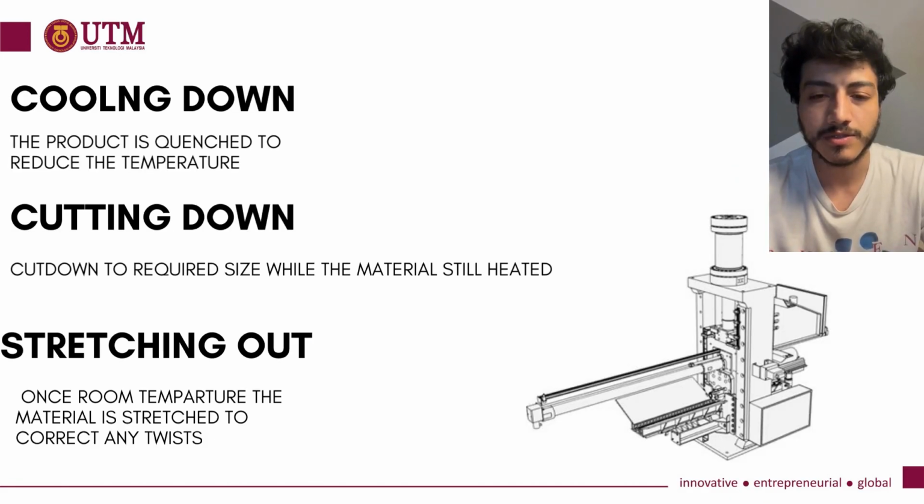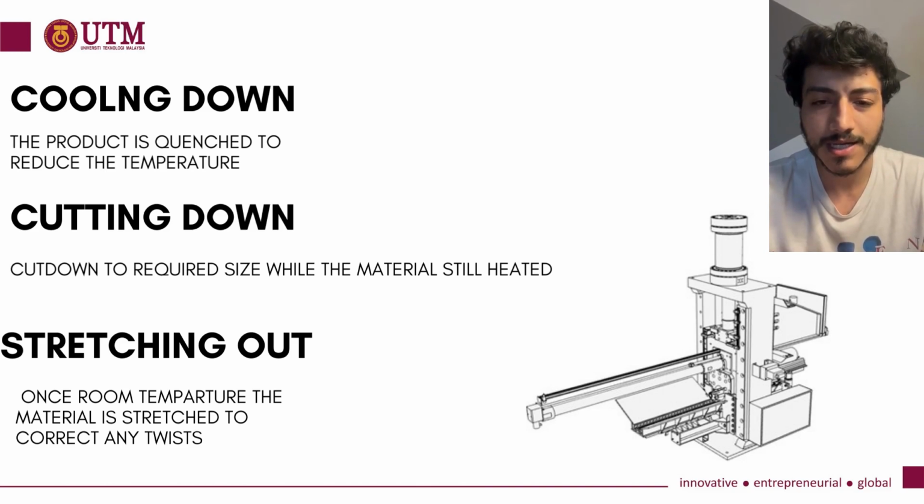After being extruded, the material is pulled out of the machine and then quenched to cool down. After quenching, the material is cut to the appropriate size, and once it has totally cooled down to room temperature, the material is processed by the adjusting machine, which helps correct any twists that happen during the process.